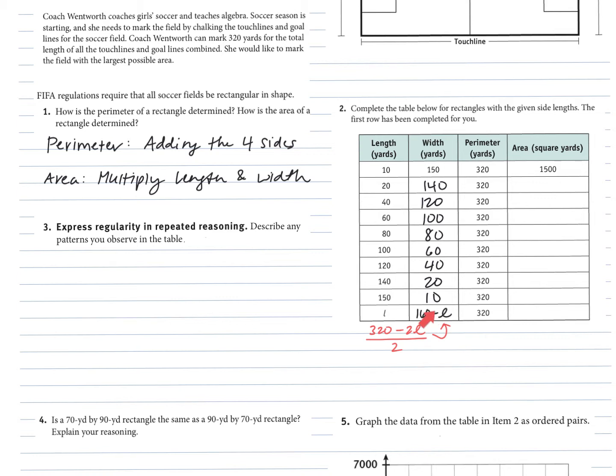Now, you're probably thinking, what does this connection have with quadratics? Do not worry, we're going to be working up to that. Let's look at our third column next. Again, we know the total perimeter is the same. We know that cannot change since we said, hey, we can mark 320 yards for the total length. That will stay consistent. But now let's look at our areas.